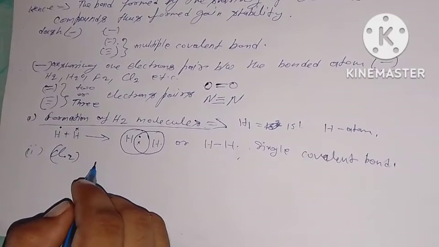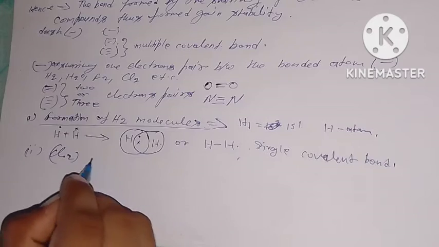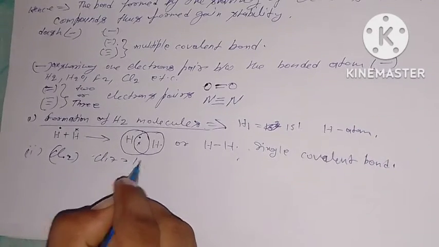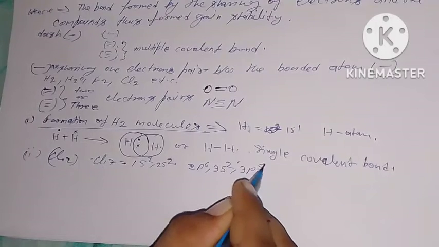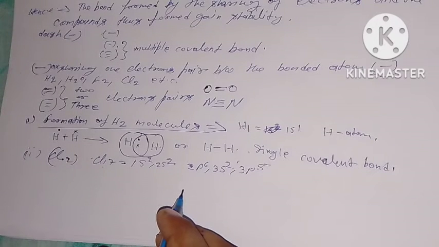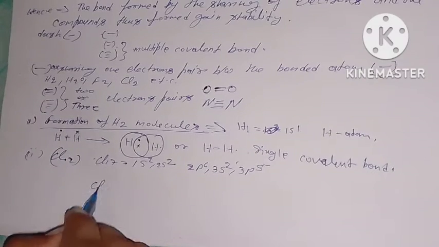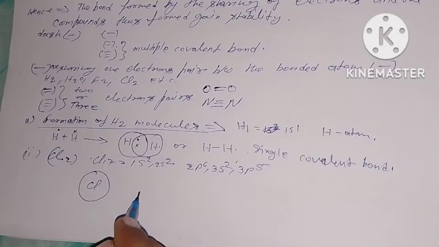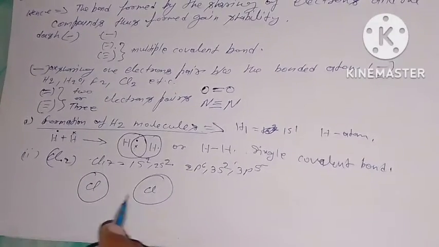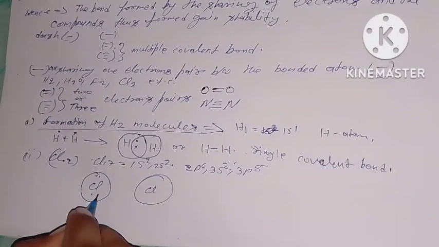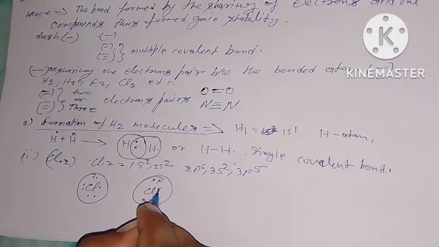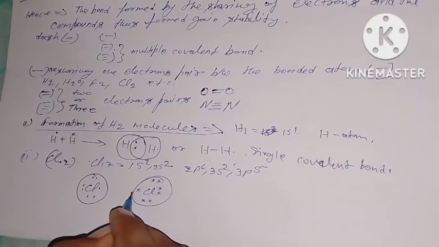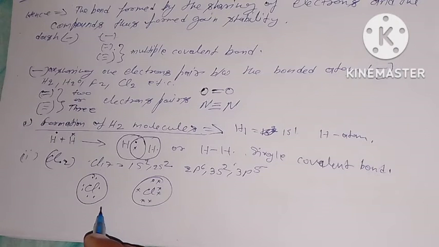Formation of chlorine. Each chlorine has 7 valence electrons. Cl with atomic number 17 has configuration 1s2, 2s2, 2p6, 3s2, 3p5. Each chlorine atom shares one electron.